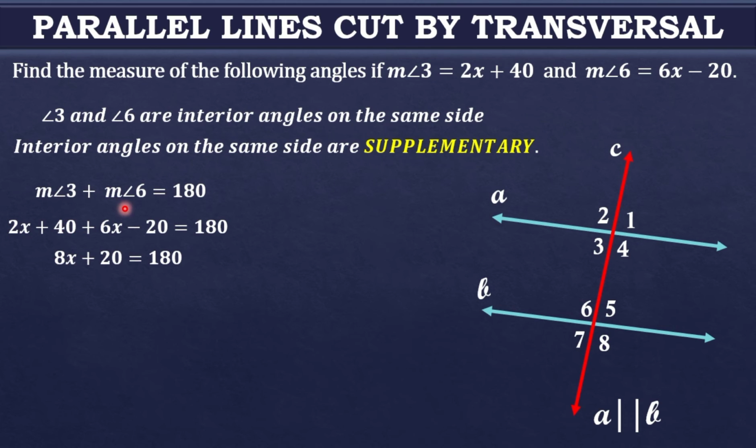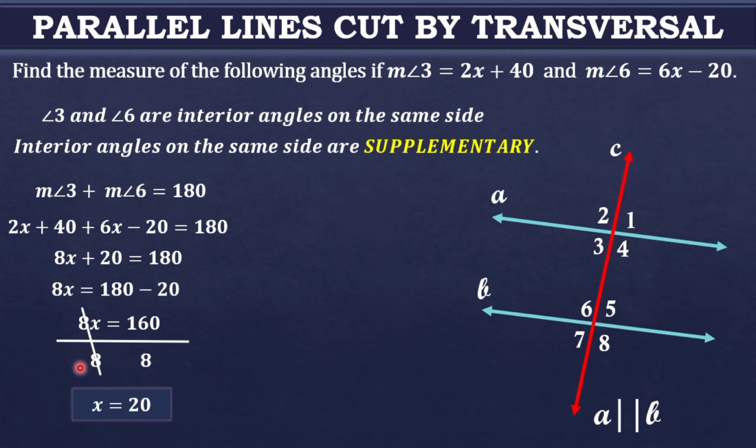And then 40 minus 20, that is 20, is equal to 180. So, you can make use of the transposition method. From positive, that will become minus. So, 8x is equal to 180 minus 20, that is 160. Divide both sides by 8. We can cancel 8. Therefore, 160 divided by 8, that is x is equal to 20.